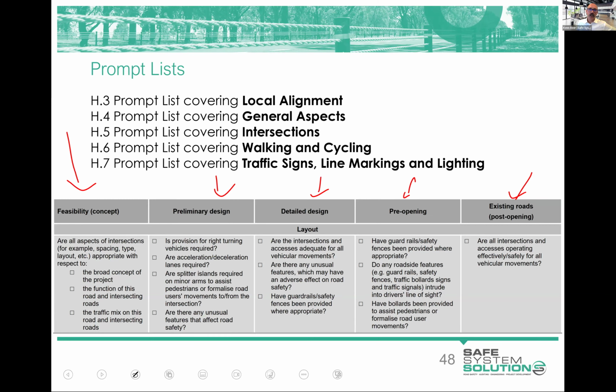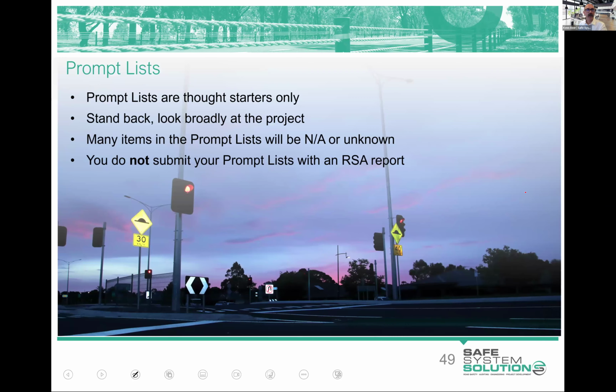Now, a lot of these, as Jamie said, are just going to be not applicable because we're trying to cover off every road scenario out there: motorways, local streets, shared paths, arterial roads, you name it. It's trying to cover all of this off. So lots of them are not going to be relevant, but they may spark an idea, something that you hadn't thought of. So you can see there, H6 is around walking and cycling.